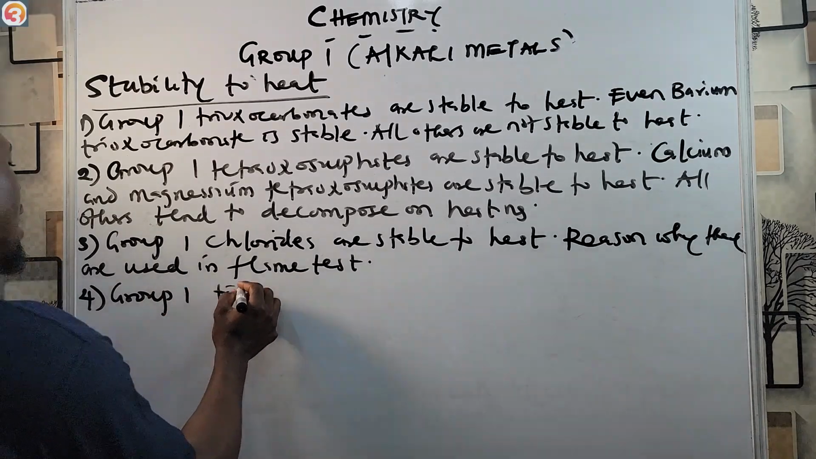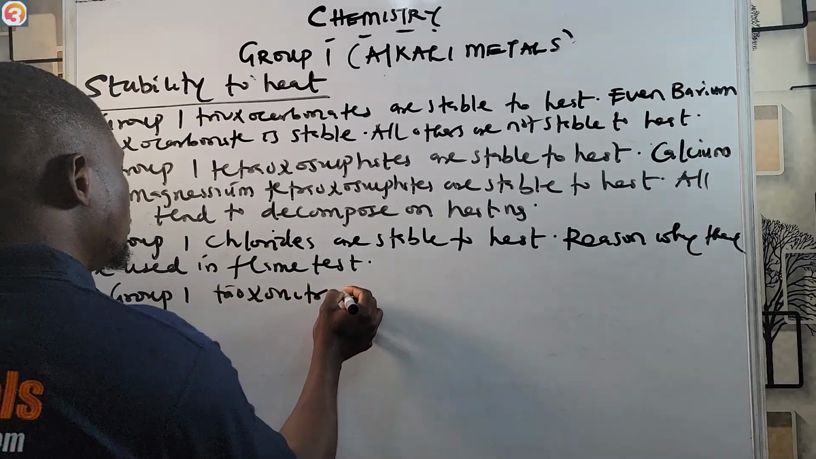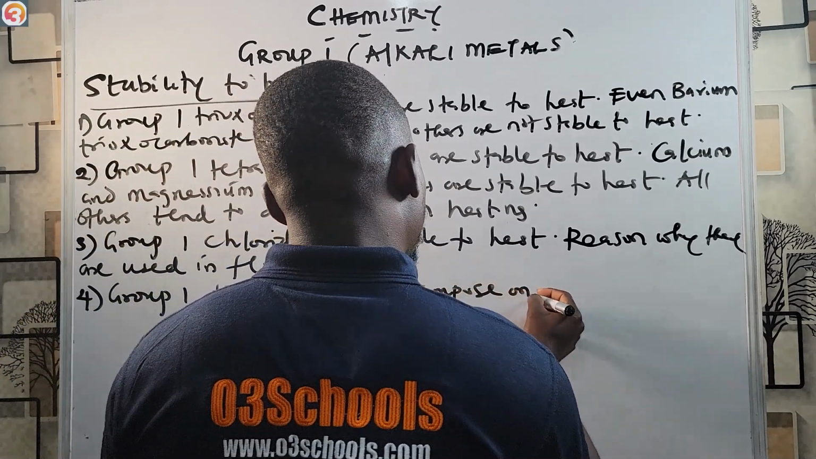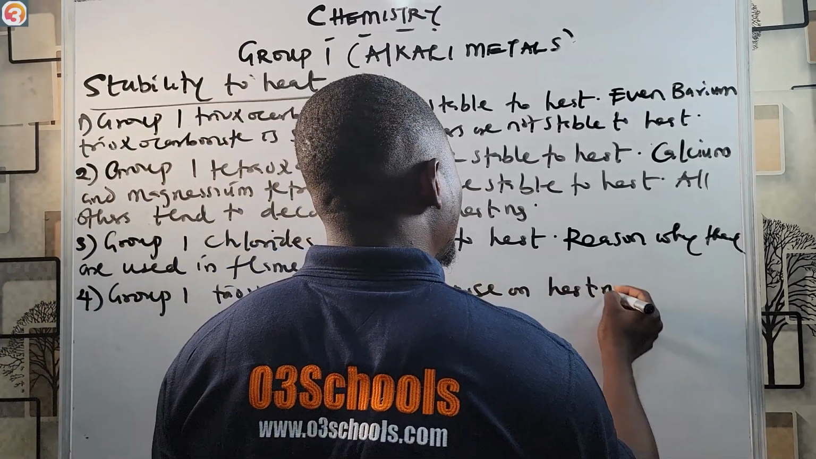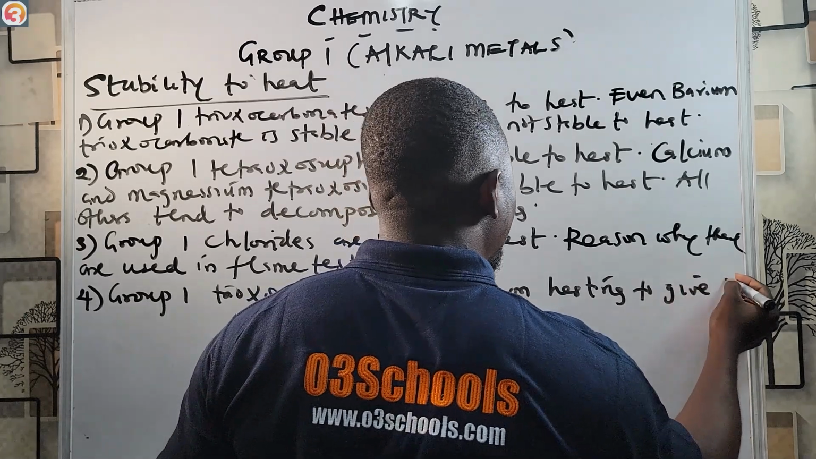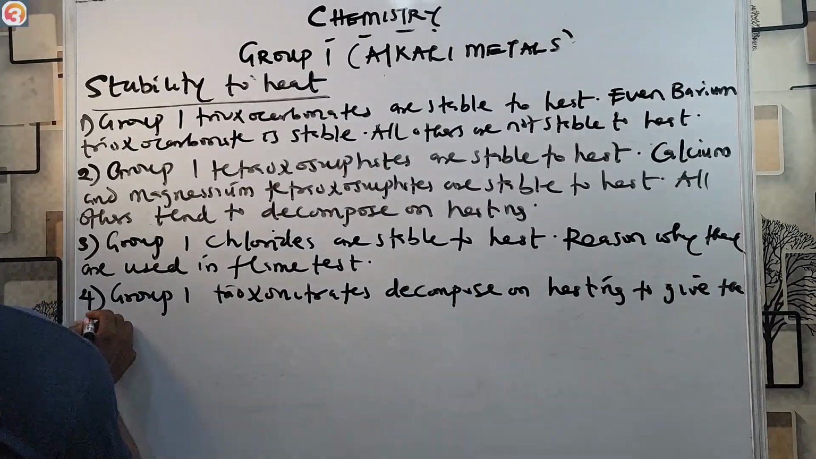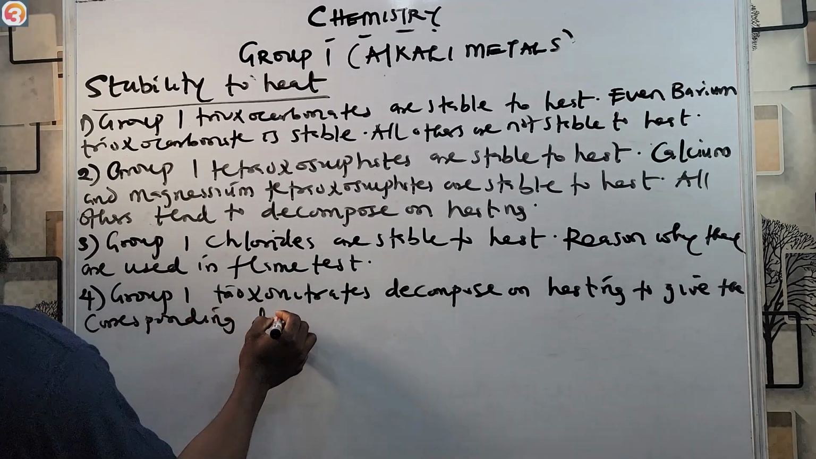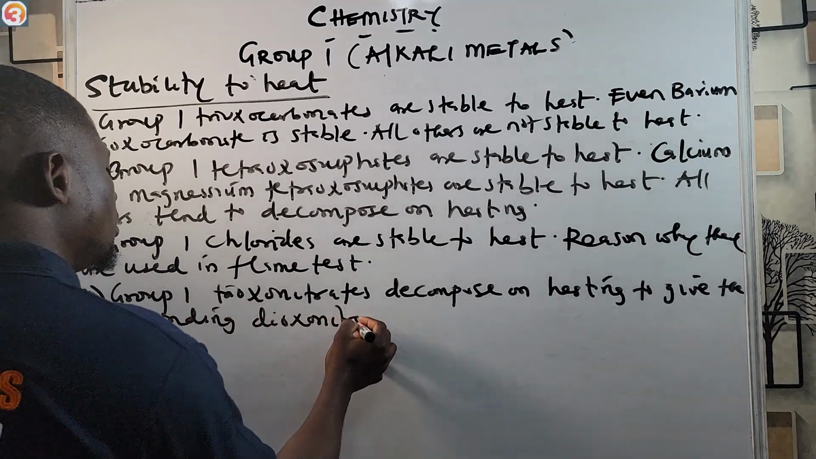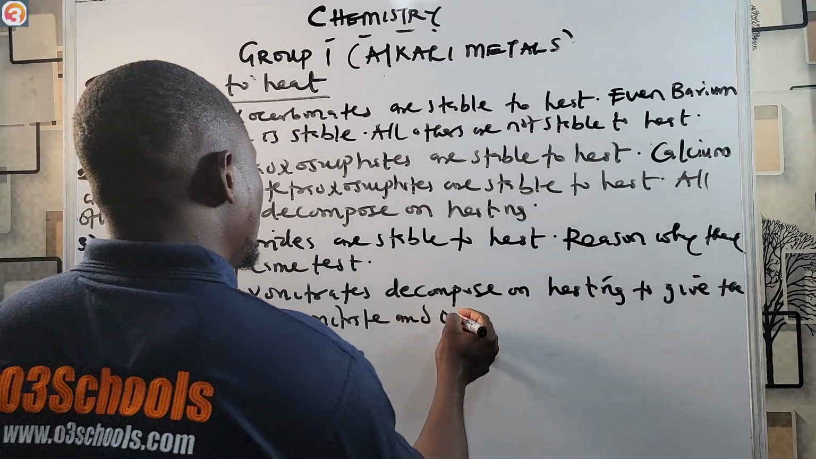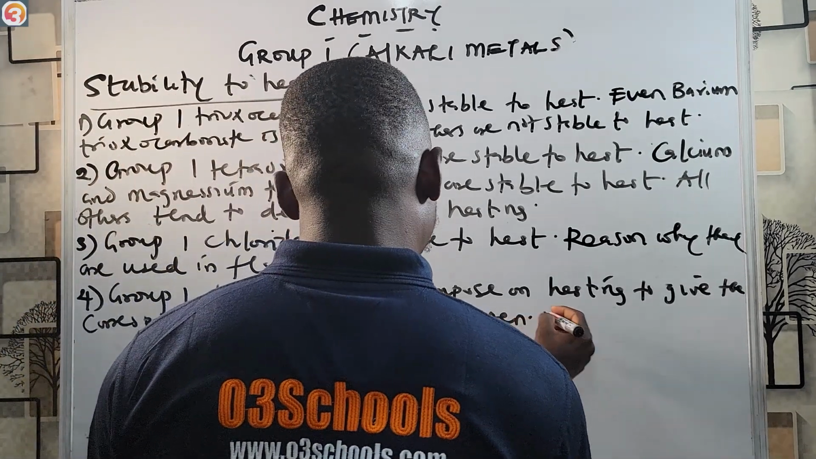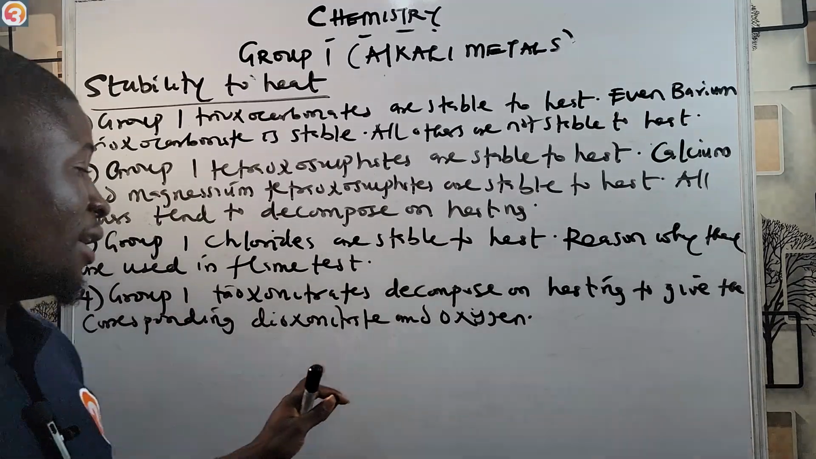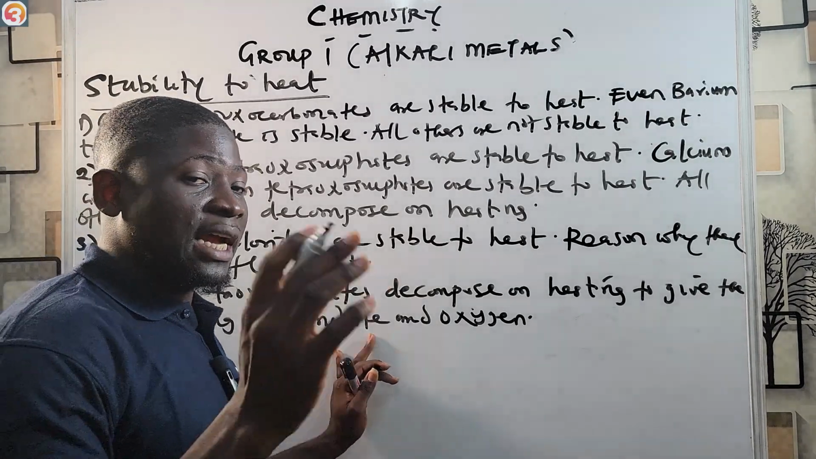group one trioxonitrates decompose on heating to give the corresponding dioxonitrate and oxygen. All right, group one trioxonitrates decompose on heating to give the corresponding dioxonitrate and oxygen.